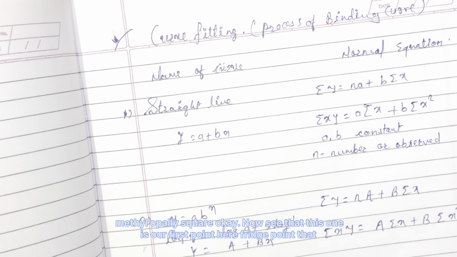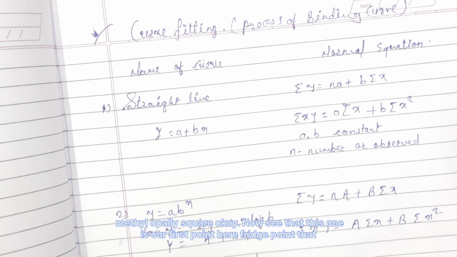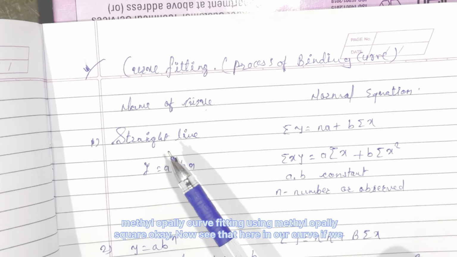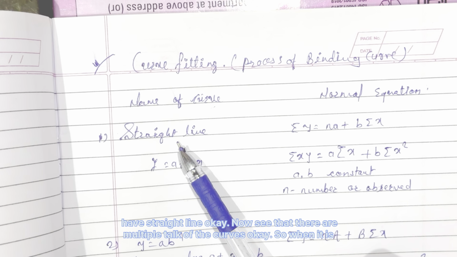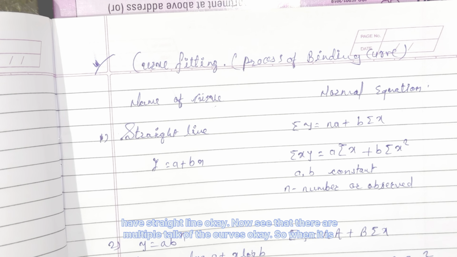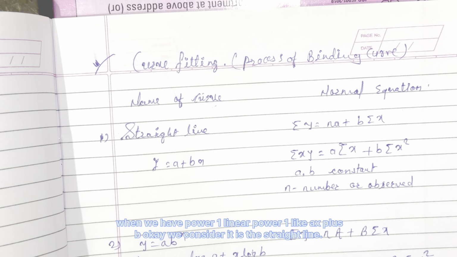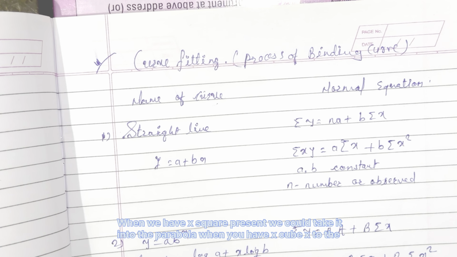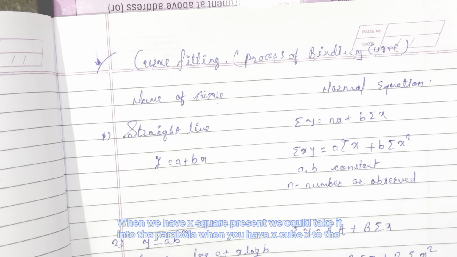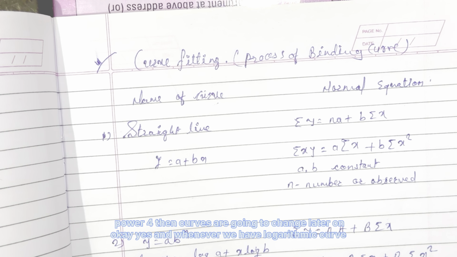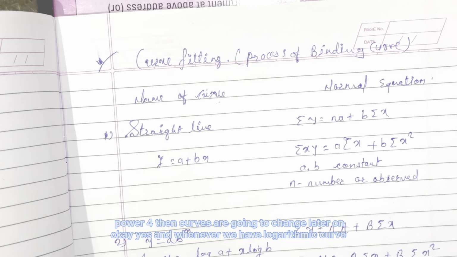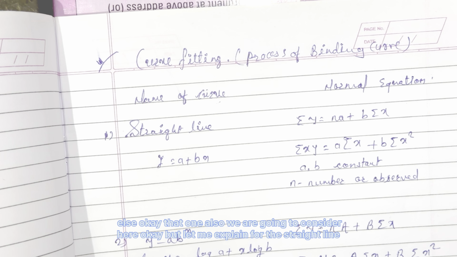This is our first point: curve fitting using the method of least squares. In our curve, we may have a straight line, and there are multiple types of curves. When we have power 1, linear, like ax plus b, we consider it a straight line. When x square is present, we take it to be a parabola. When you have x cube, x to the power 4, then the curves change later on. We also have the logarithmic curve, which we will consider here as well.